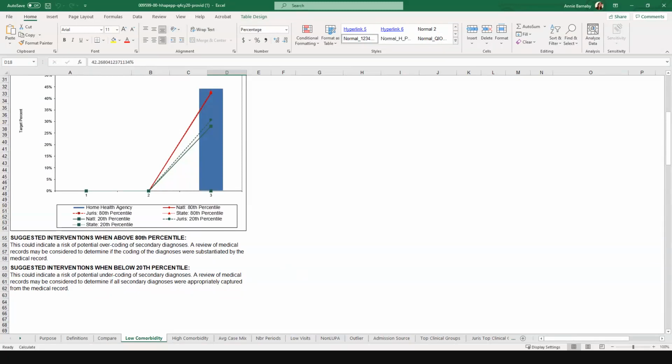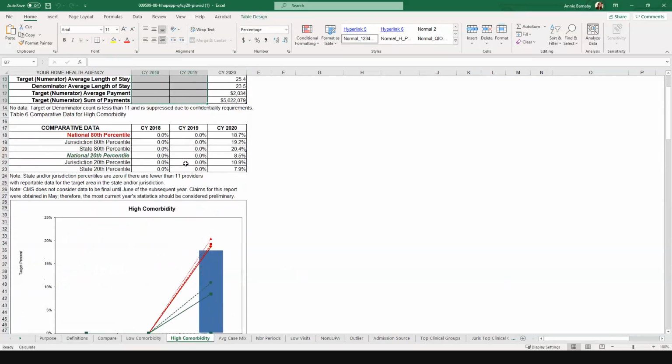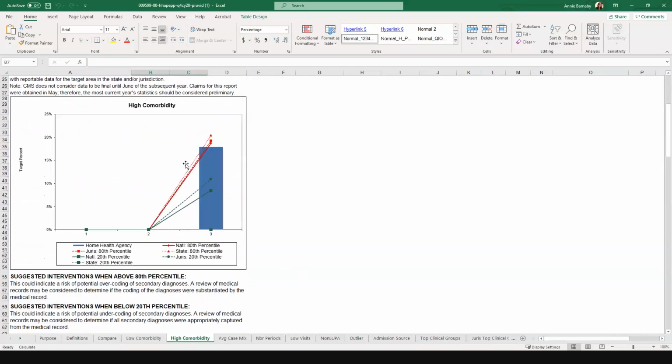So let's move. I'm not going to go through each of the target areas in detail, but I will say let's go to high comorbidity. We can see, again, this was a new one for this release, so there's no data for 2018 or 2019. And it's the same layout, the same information.